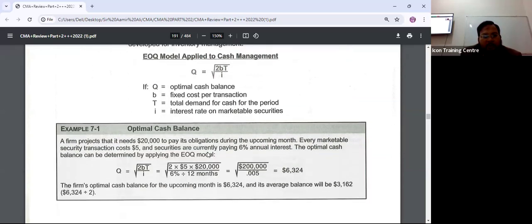Now we have this question. The firm projects that it needs $20,000 to pay its obligations during the upcoming month. Every marketable security transaction costs $5 and securities are currently paying 6% annual interest. The optimal cash balance would be, so just put the calculations in, 6,324. This is what you need to keep in your business, and the rest you should invest in the market.